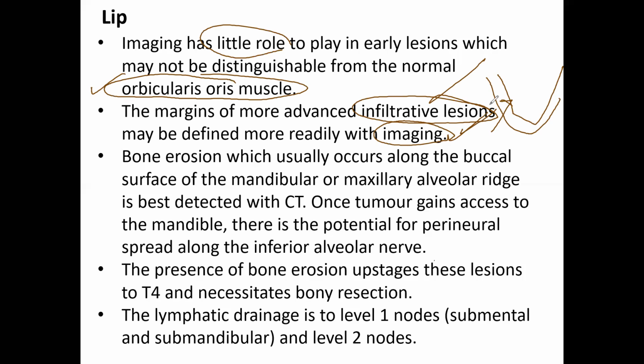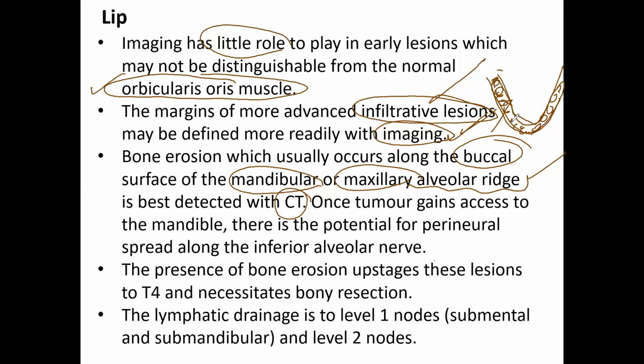Next, the bone erosion which occurs along the buccal surface of the mandibular or maxillary alveolar ridge is detected by CT scan. I already told you this is the alveolar ridge, wherein the teeth are present, the sockets of the teeth are present. You can call it the alveolar ridge. That one you will be able to see with the help of CT.